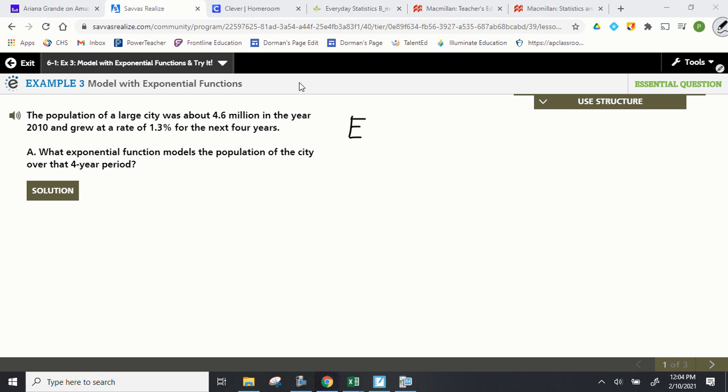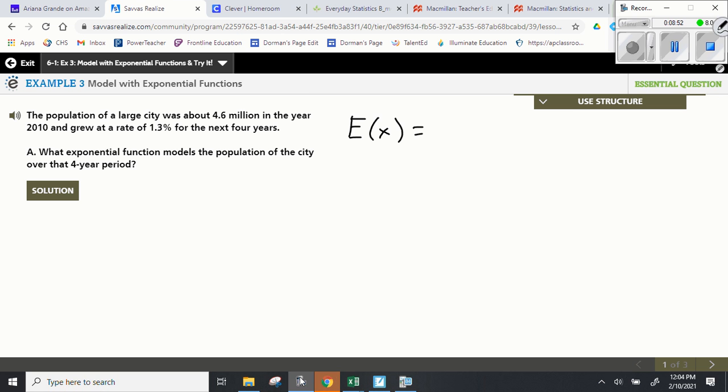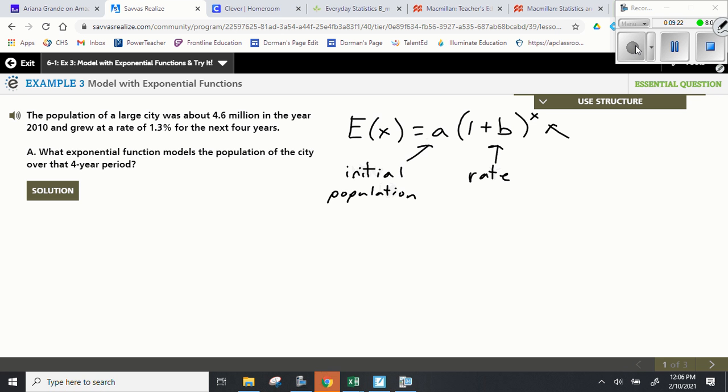we call this e of x. We'll say a times 1 plus b to the x power. And we'll talk about what each of these things are. So this a that's out in front is our initial population, if we're dealing with a population growth model. b is our rate that it grows at, and x is going to be how long. It's going to be some sort of time. Okay, so how long?